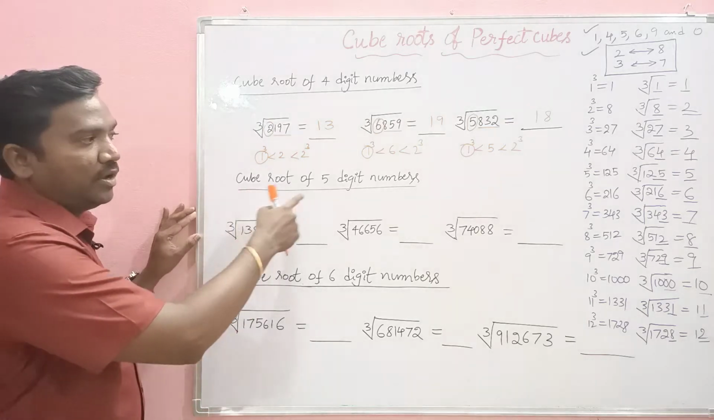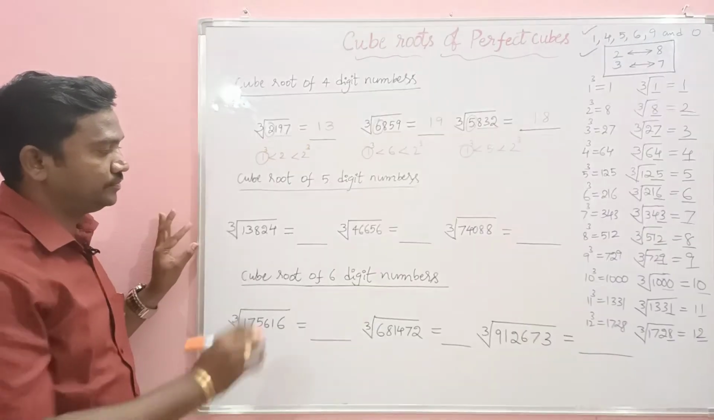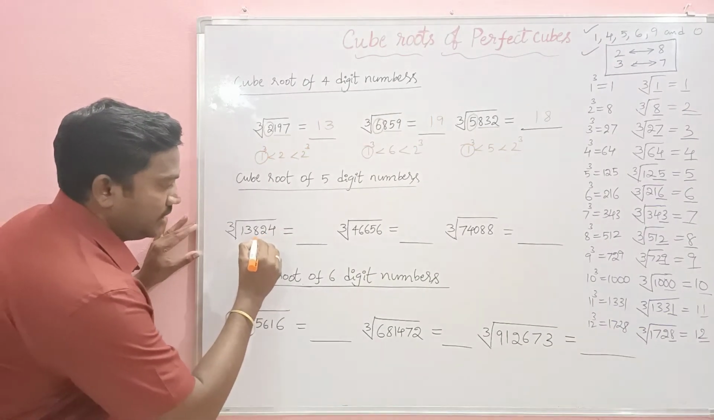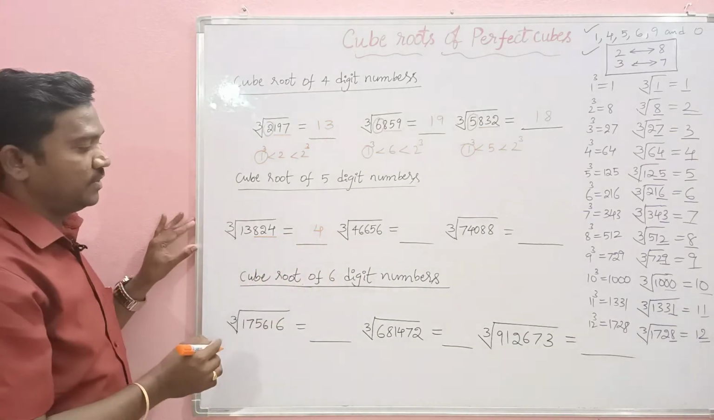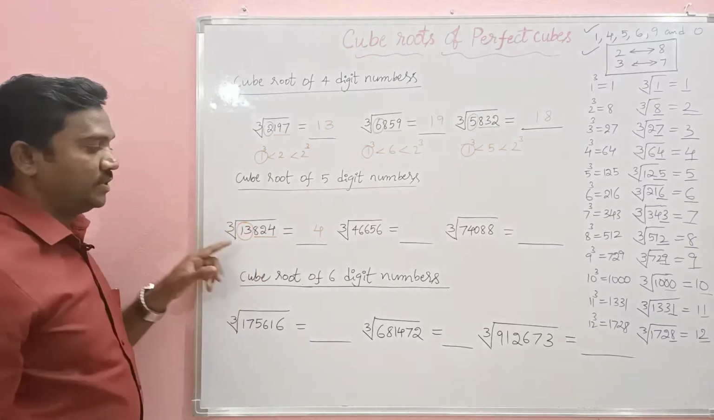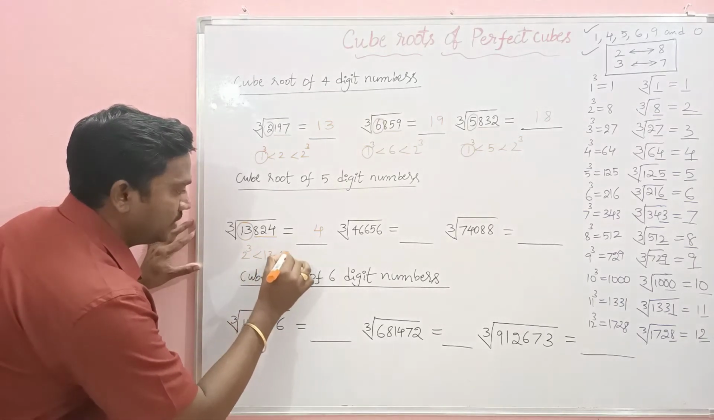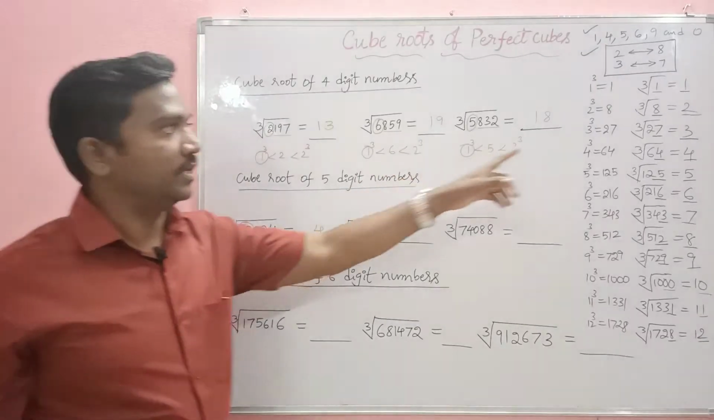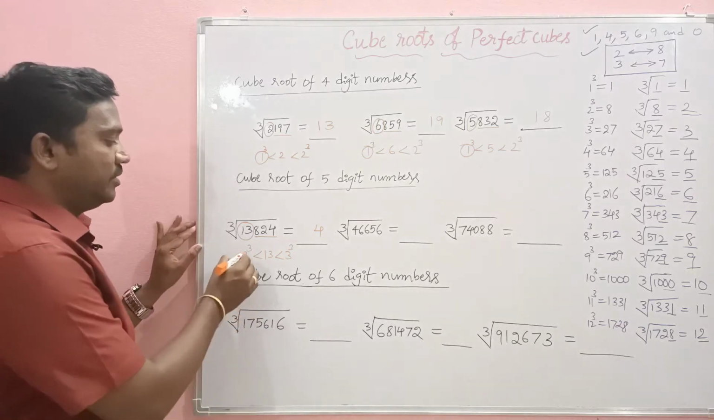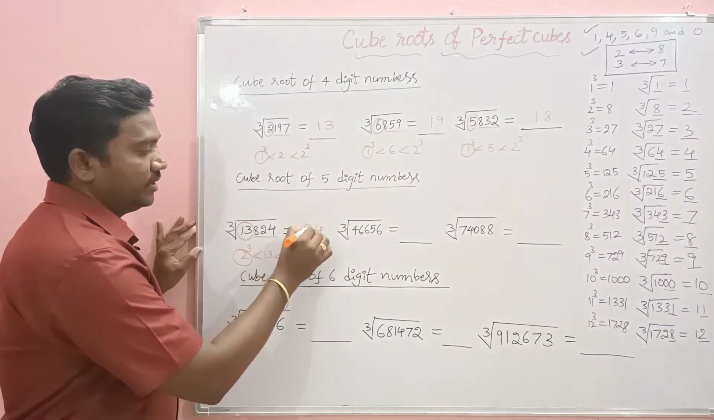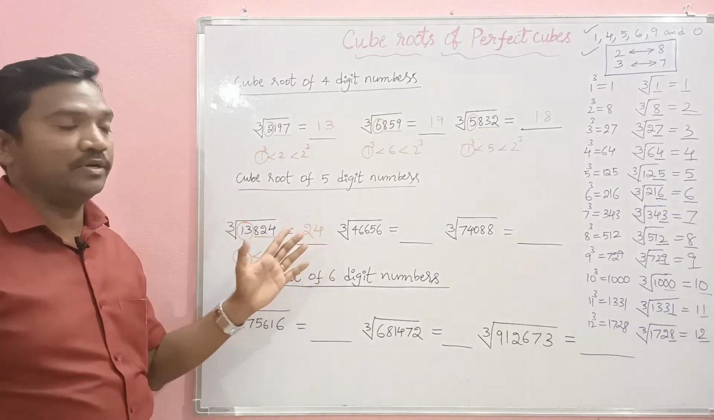Now let us see cube root of 5 digit numbers. The same process we will continue here. Here last 3 digits. Here the number ends with the digit 4. We can get 4 in its units place. Now what about this 13? This 13 lies between 2 cube and 3 cube. 2 cube is 8 and 3 cube is 27. So 13 lies between 2 cube and 3 cube. So now here we have to take the smallest number 2. So cube root of 13,824 is equal to 24.